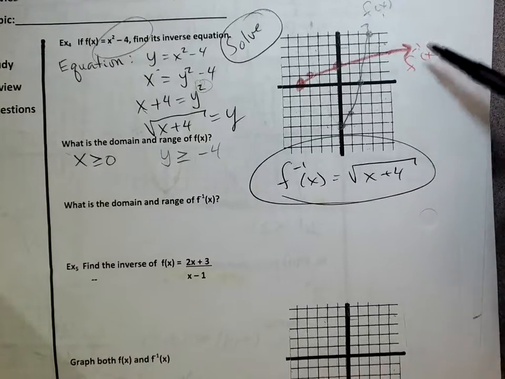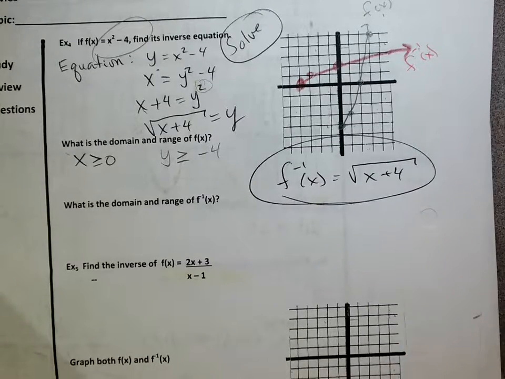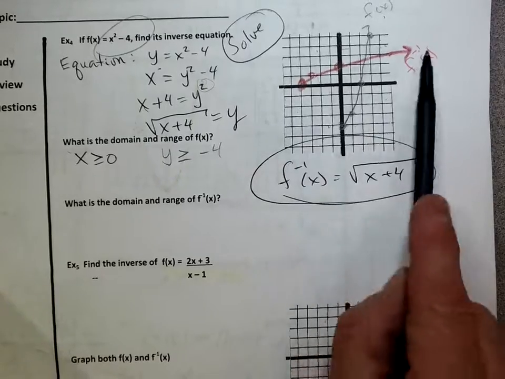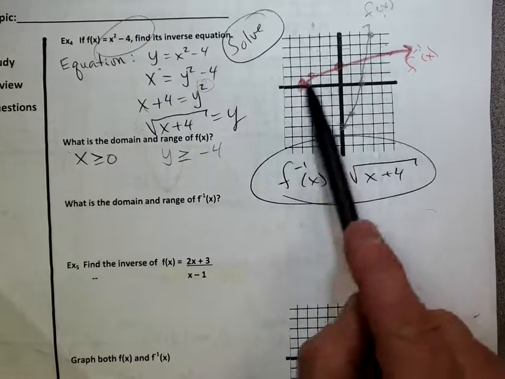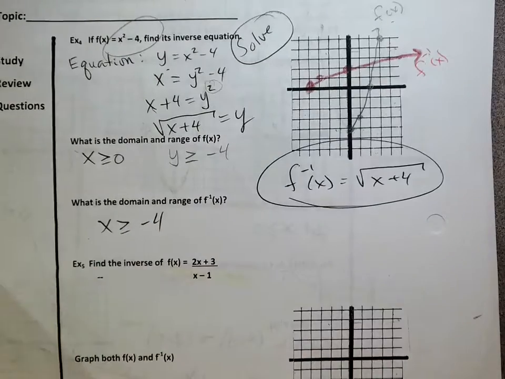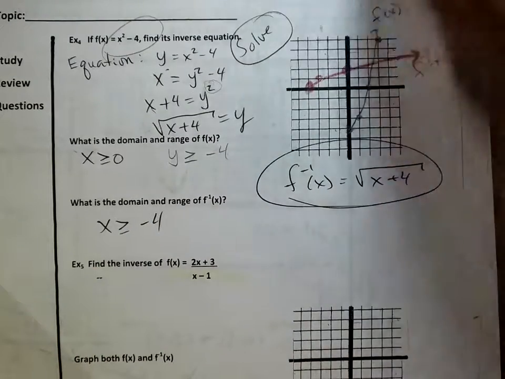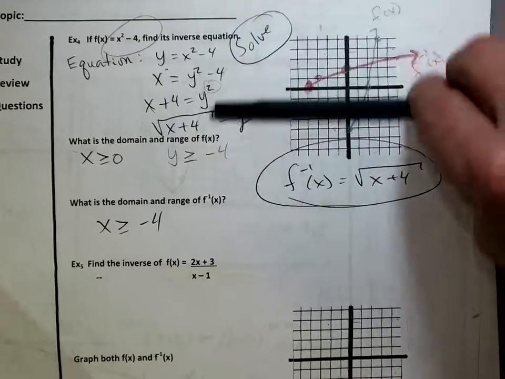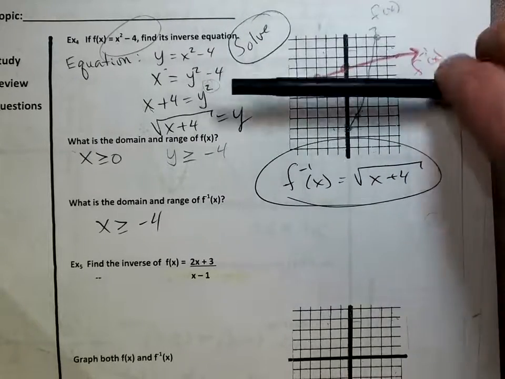Here's my inverse graph. Now, domain. What's the domain of the inverse graph? x is greater than or equal to negative 4. Perfect. What's the range of my inverse graph? What's the range of my inverse graph?